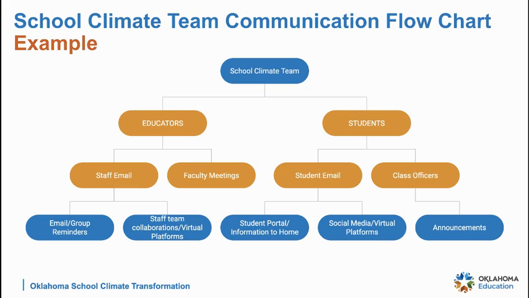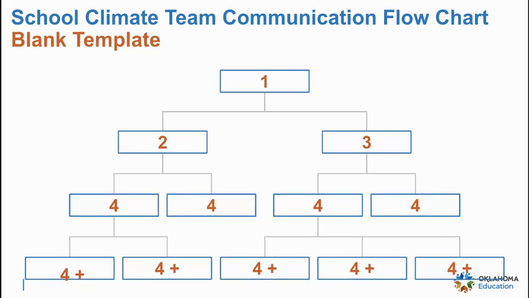Now on the right side, it's how can we use students that are involved in our school climate team to communicate and share the information to students? How will those students in return share that information? Will we have class officers involved that will go to the different classes and make announcements? Or will they send the information out by student email or newsletters or information to home? Will they post it on social media? Sometimes the school climate team communication flowchart just helps us establish in the beginning how information is going to disseminate to those who need the information. Again, it's important that we remember communication is key to building a sustainable system.